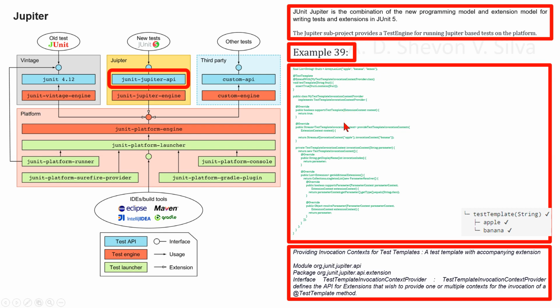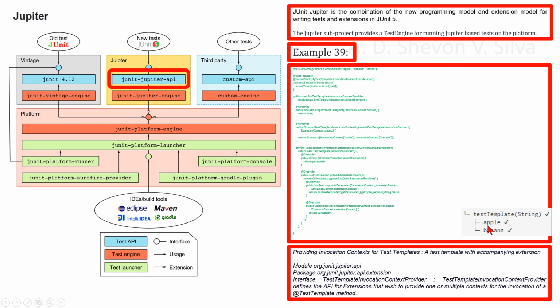In this example, the test template will be invoked twice. The display names of the invocations will be apple and banana, as specified by the invocation context. Each invocation registers a custom ParameterResolver which is used to resolve the method parameter. The output when using the ConsoleLauncher is as follows.